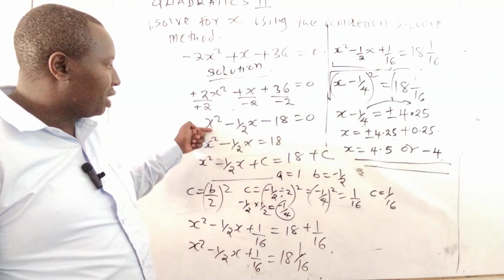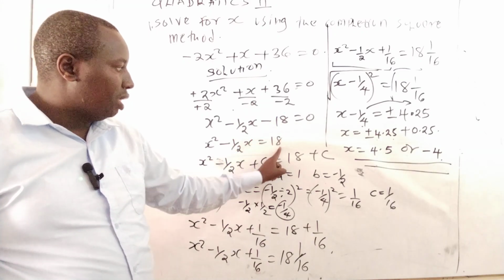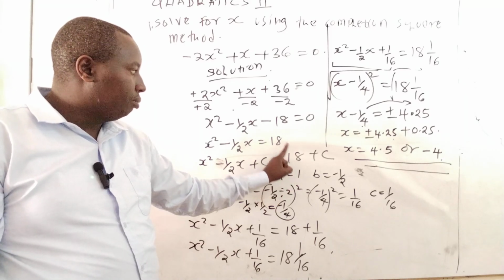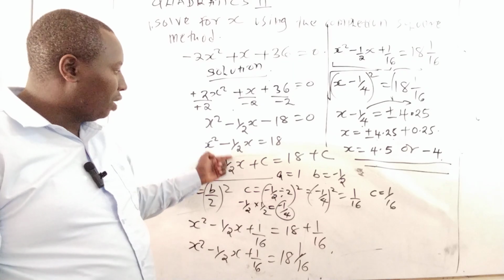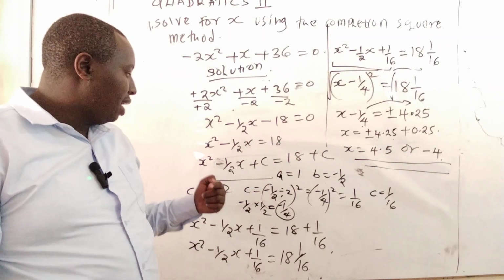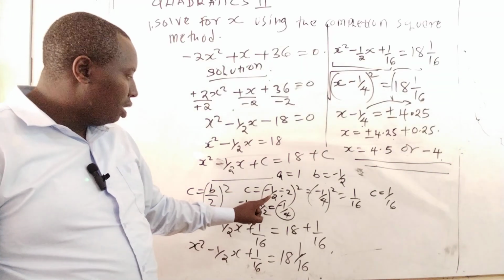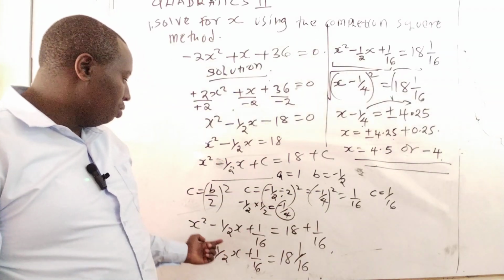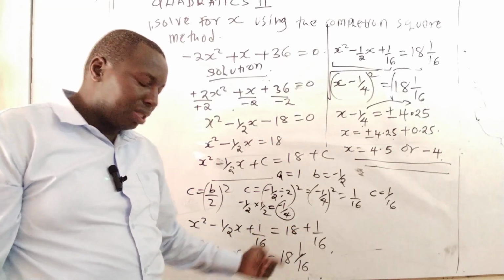So make sure that the coefficient of x squared is 1, divide by 2. Then from there, you take the negative 18 to the right, and it becomes 18. Then you take x squared minus half x plus c equals 18 plus c. The c you are adding on both sides, and how you get the c is always b over 2 squared. The c, negative a half divided by 2 squared, will be 1 over 16. You rewrite x squared minus half x plus 1 over 16 equals 18 plus 1 over 16.